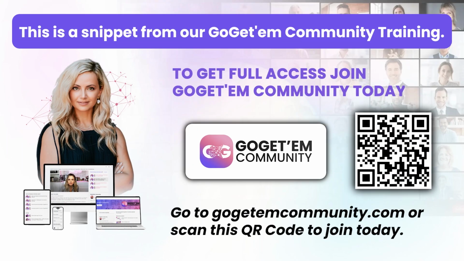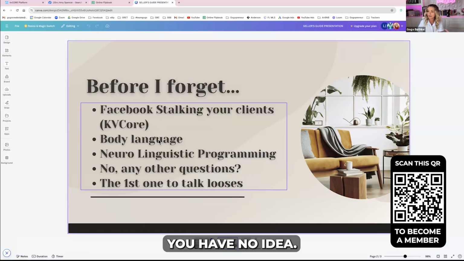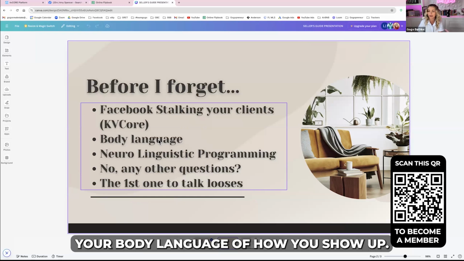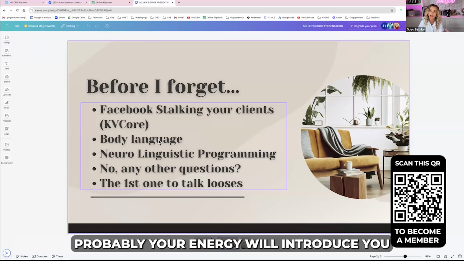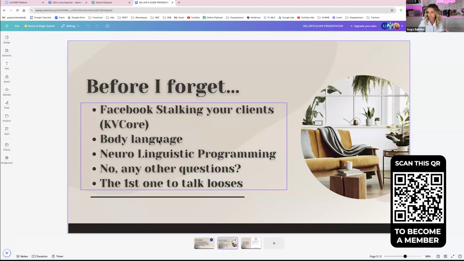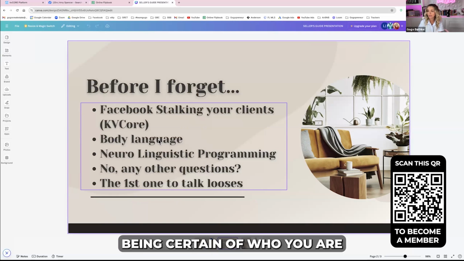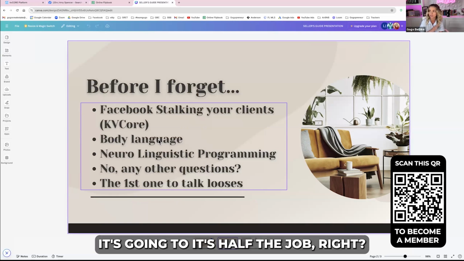The next one that I think is super important: I got this training one time about body language. I remember sitting in that training thinking, seriously, how is this ever going to apply to what I do? I'm a realtor. Why is body language important? You have no idea. It's super important, your body language, how you show up. This quote will explain it best probably: your energy will introduce you long before you introduce you. So body language, being certain of who you are and carrying yourself that way, is half the job, right?